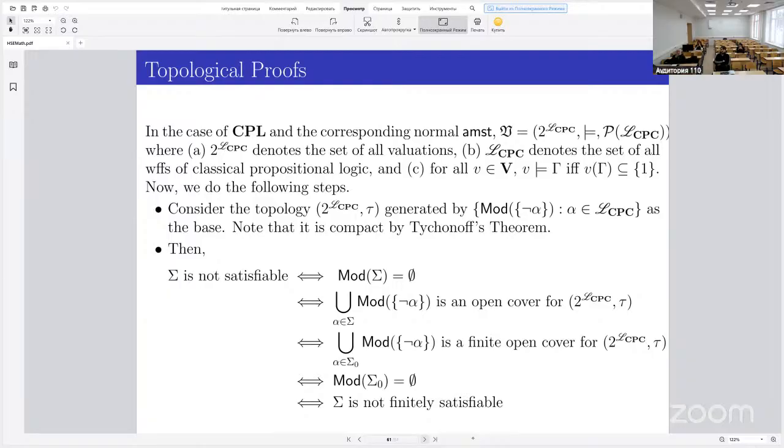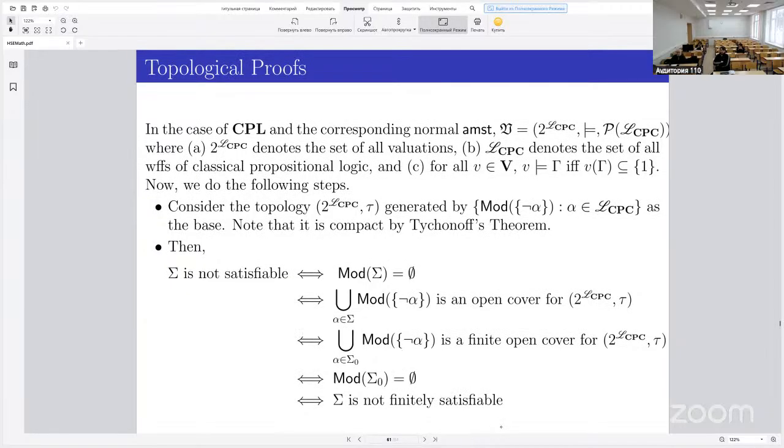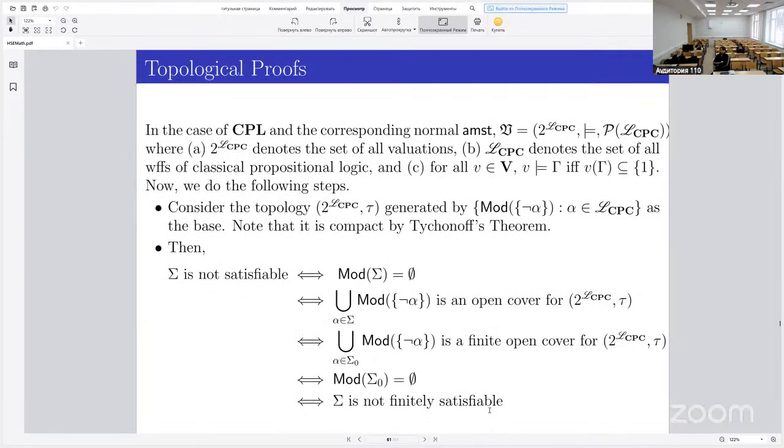Excuse me. Now we are talking about propositional logic. Classical propositional logic. So all the examples are classical propositional logic. So CPL, wherever it comes, is classical propositional logic. And then you simply say that gamma is not satisfiable. You prove these equivalences. You show that gamma is not satisfiable if and only if gamma is not finitely satisfiable. At this step, you actually use compactness.